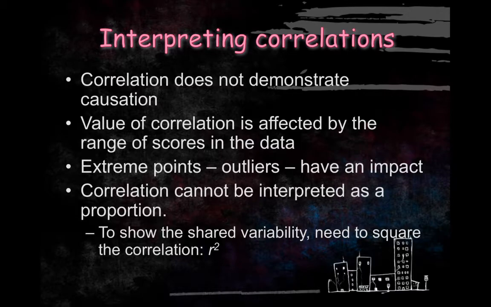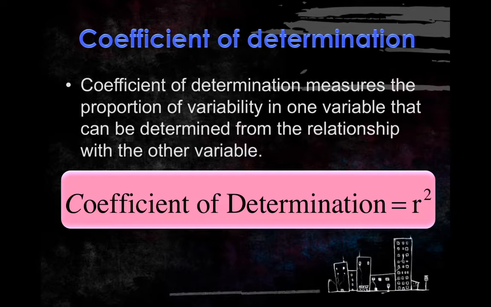Okay. Correlation cannot be interpreted as a proportion, so we have to square the correlation, right? So after we're all done and we find the R, the Pearson's R, then we square it to find the proportion, how much that one variable is impacting the other variable. Okay. And this R squared is called the coefficient of determination. And again, it helps to measure that proportion of variability in one variable, x, that can be determined from the relationship of the other variable, y.